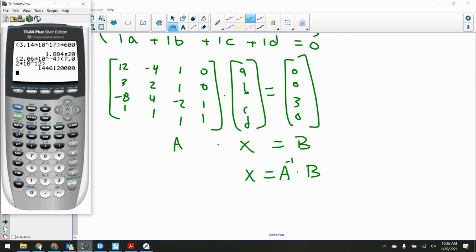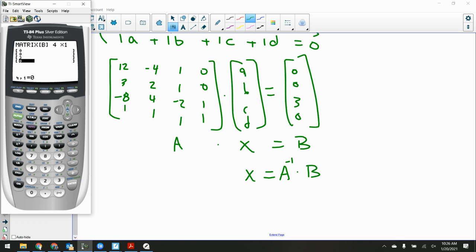So I go into my calculator and let's put this in. Matrix A, look, I was doing this with my Algebra 2 students. We were stuck to a 3x3 and a 3x1. It's going to be a 4x4: 12, -4, 1, 0, 3, 2, 1, 0, -8, 4, -2, 1, 1, 1, 1, 1. And then I go back into matrix and edit matrix B. And this is now a 4x1 of 0, 0, 3, 0. Okay, so I put it in matrix A and B.